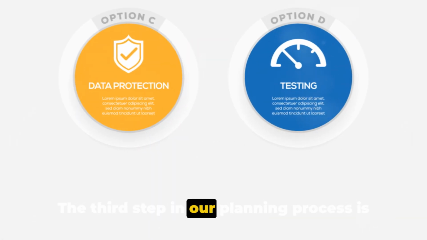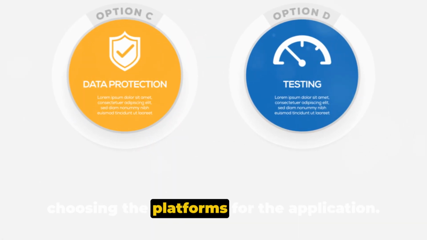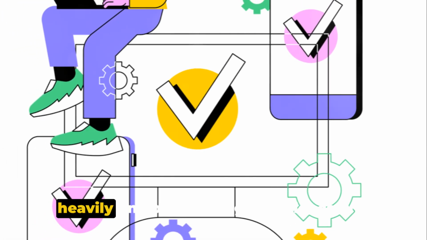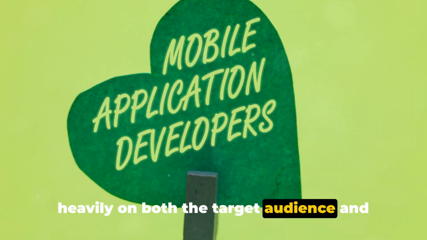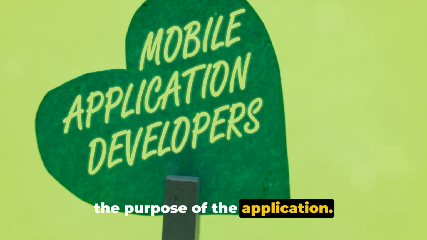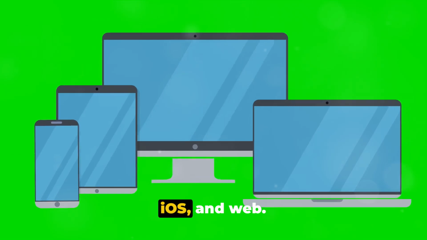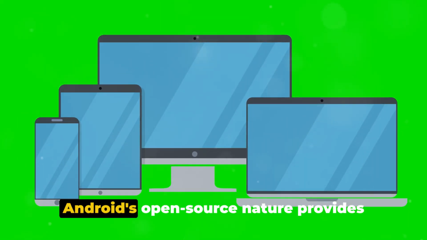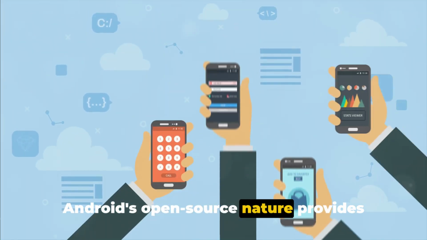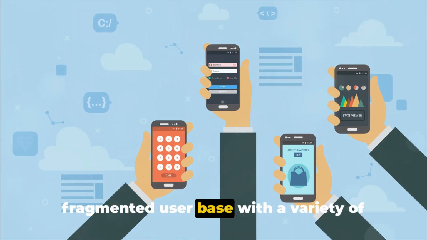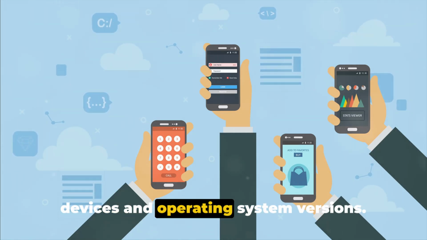The third step in our planning process is choosing the platforms for the application. This choice is crucial and depends heavily on both the target audience and the purpose of the application. Let's consider the big three: Android, iOS, and web. Android's open source nature provides flexibility, but it also means a fragmented user base with a variety of devices and operating system versions.